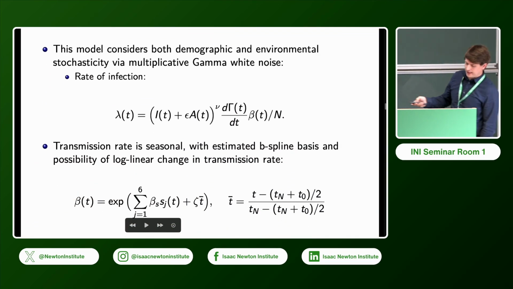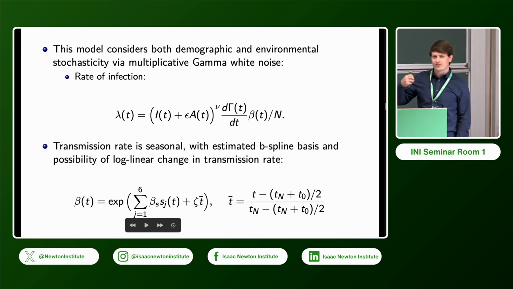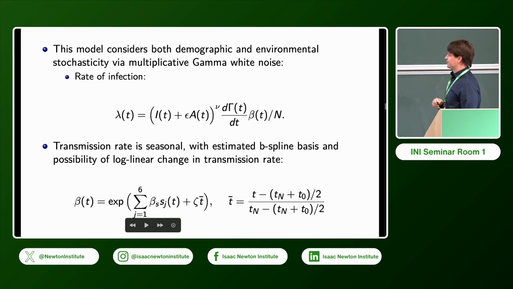And here we allow the consideration of both demographic and environmental stochasticity via multiplicative gamma white noise in this term. And this is a testable hypothesis, because if you set the variance of this gamma white noise to 0, then you do away with the environmental stochasticity. We also have a seasonal transition rate. The transition rate here, beta t, we model as a B-spline basis with 6 basis splines. And we also include the possibility of a log linear change in transmission rate, based off of our observation of the data.